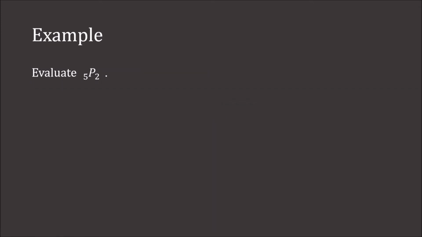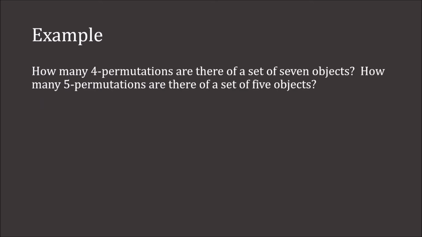So let's go ahead and evaluate 5P2. So 5P2 is 5 factorial over 5 minus 2 factorial. So we get 5 factorial over 3 factorial, which is just 5 times 4, and we get 20. How many 4 permutations are there of a set of 7 objects? How many 5 permutations are there of a set of 5?